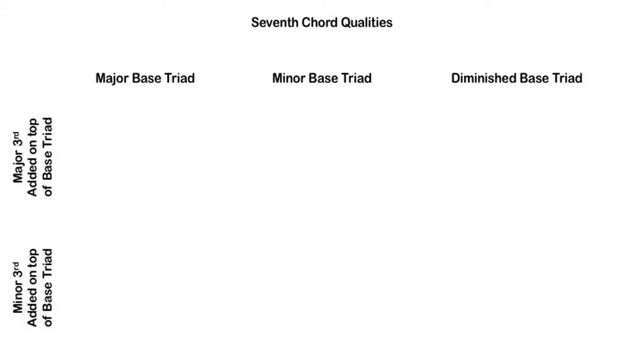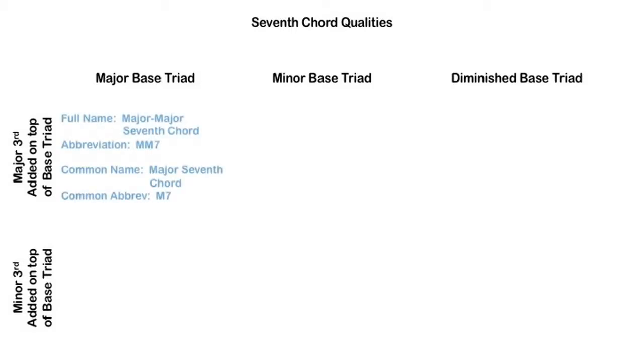The first seventh chord quality we're going to deal with, we'll start with a major triad on the bottom, and we'll put a major third on top of that. The interval formed between the root and the chord seventh is a major seventh. So the full name for this seventh chord is a major major seventh, which we would abbreviate by having capital M, and then we always have to put the number 7 or an appropriate inversional symbol next to it to show that we're dealing with seventh chords.